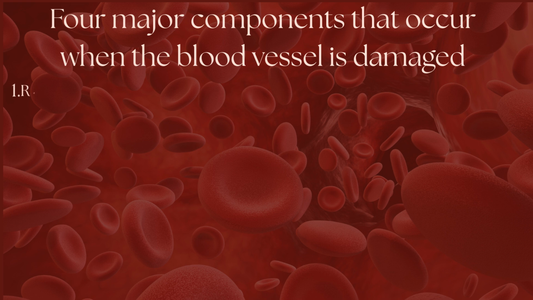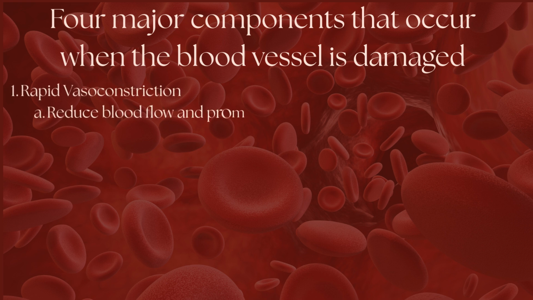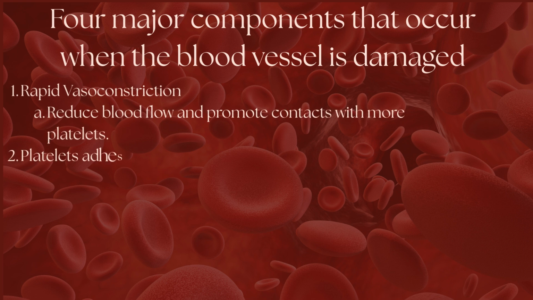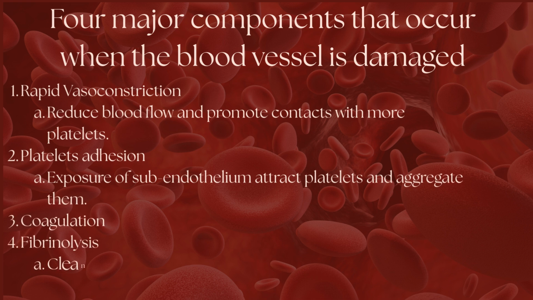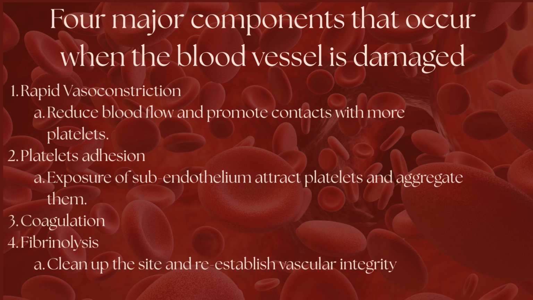Just briefly looking over the four major components that occur during the hemostasis, you have your rapid vasoconstriction. It's going to reduce the blood flow. You don't want to keep losing all that blood. The second part, you have your platelet adhesion. The exposure of that subendothelium layer is going to expose the collagen fibers, and that's going to attract the platelets and then aggregate them. The third part is your coagulation. And then lastly, you have your fibrinolysis. It's going to clean up the site and reestablish vascular integrity.